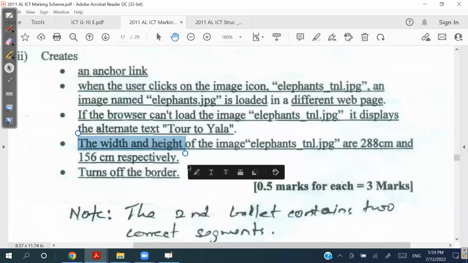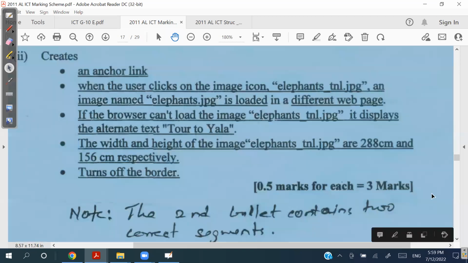Just see whether you got everything correct. If you got any mistakes, it's better you write this down. This is the proper way of introducing a home page.